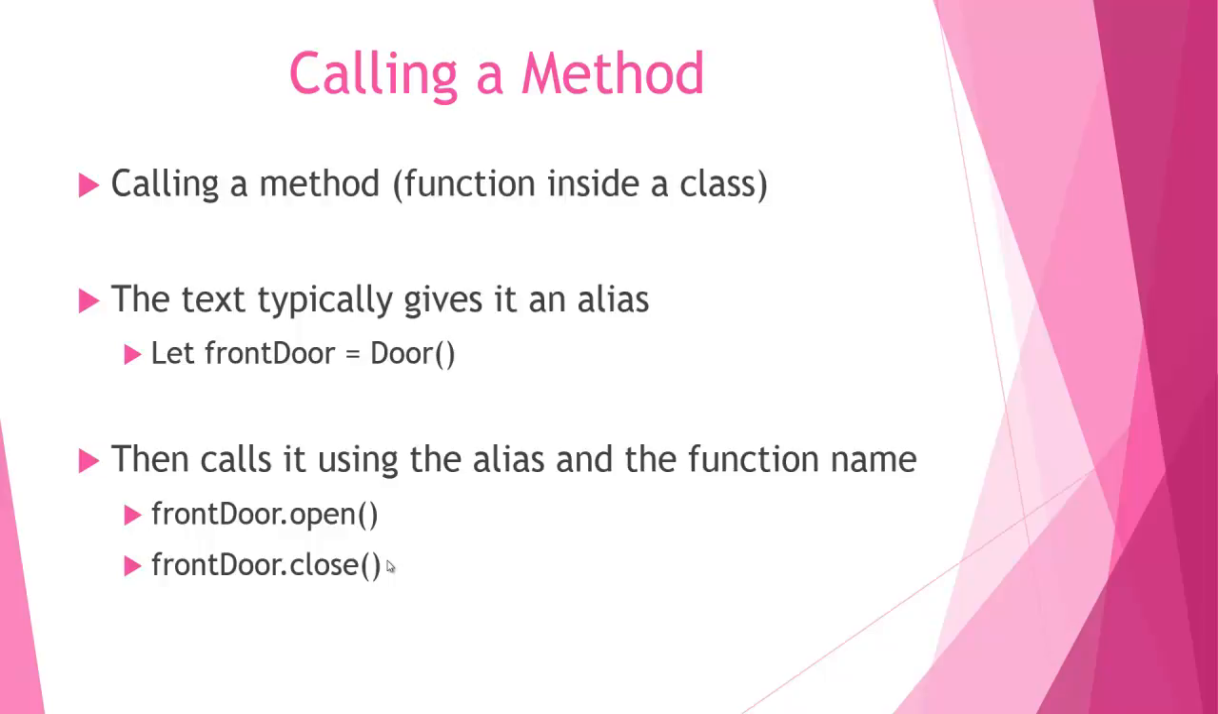Now, why do I typically give it an alias? Well, if I just use the word door, and I don't give it an alias like front door, then I'm already filling up the variables for the class, and I can't use the class again unless I overwrite those variables. So I can't have a front door and a back door if I just use the word door as the first one. So that's why we give it an alias, so I can have a bunch of instances of the class, if that makes sense.